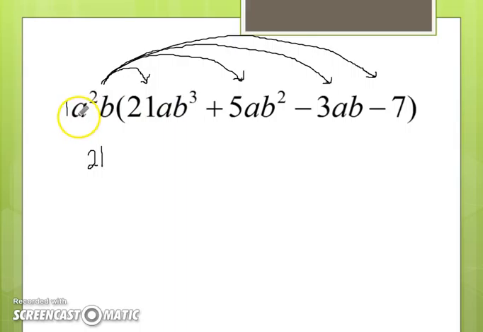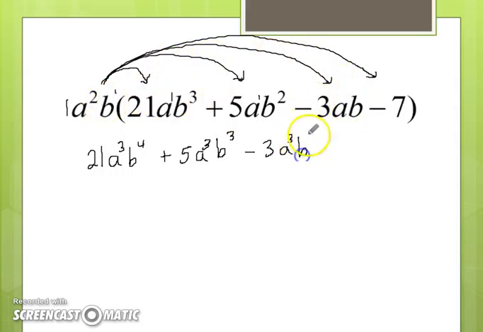And then looking at our a variables, a squared times a to the first, you end up with a cubed. B times b cubed would be b to the fourth because there's like a 1 here. Next term, 1 times 5 is 5. A squared times a to the first, you get a cubed. B to the first power times b squared, you end up with b cubed. And then minus 3, a squared times a is a cubed. B times b is b squared.